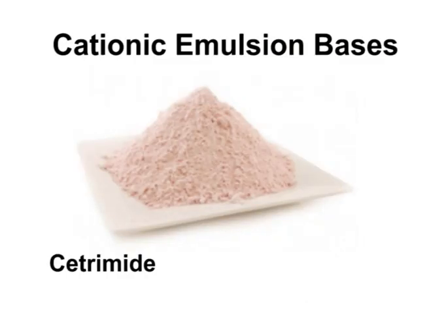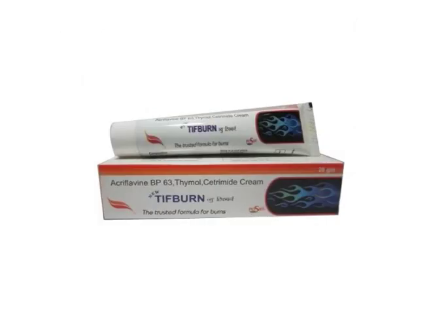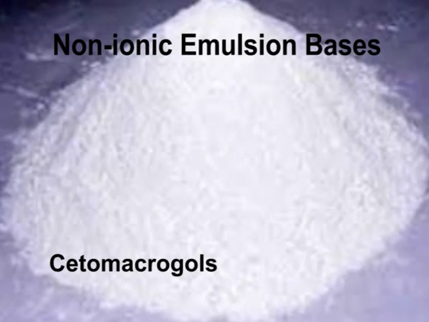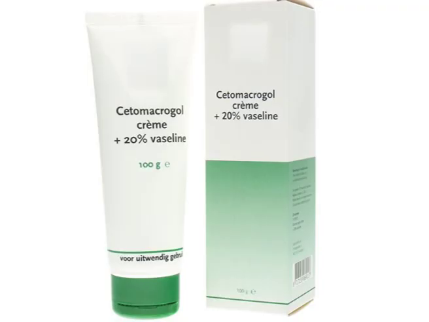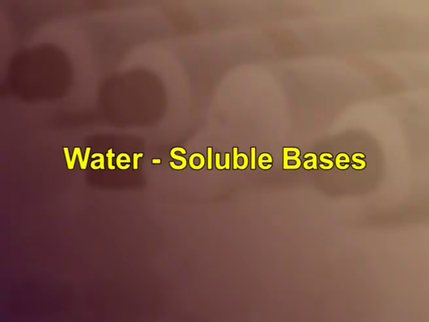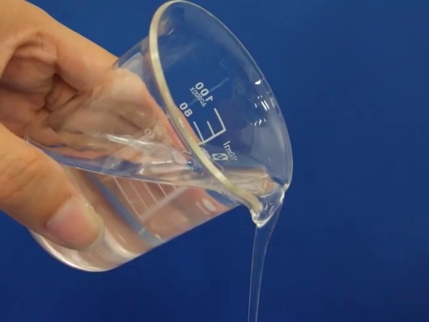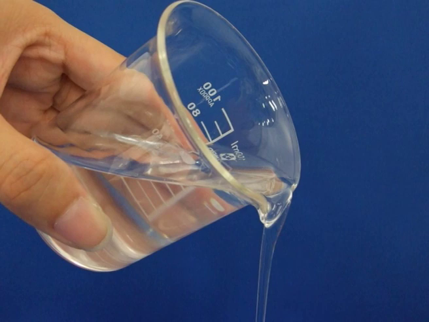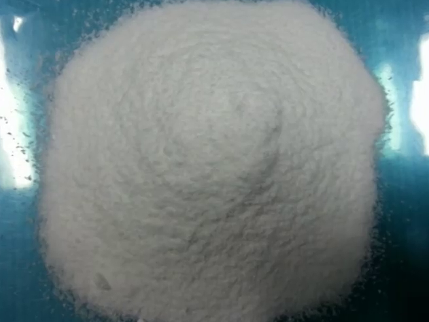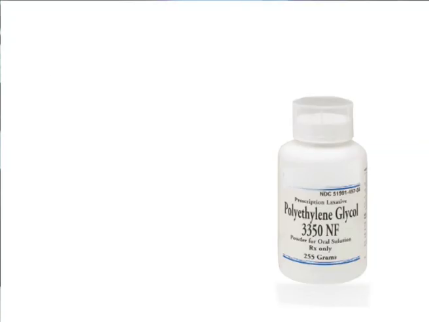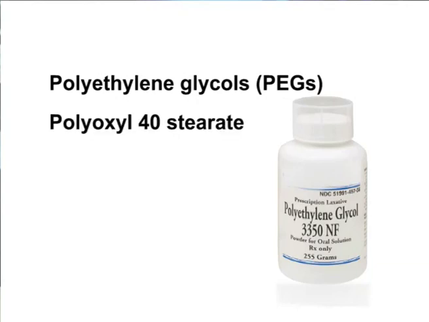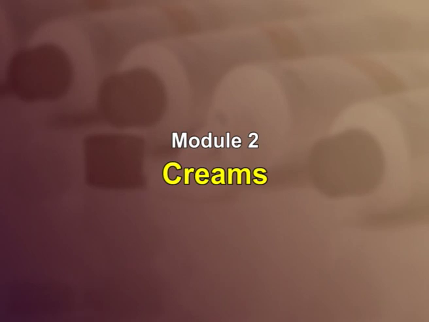Cationic emulsion bases contain the cationic surfactant like cetrimide. Example: cetrimide emulsifying ointment. While the third category, that is non-ionic emulsion bases, contains the non-ionic surfactant like cetomacrogol. Example: cetomacrogol emulsifying wax. Water soluble bases do not contain the oily ingredients and are called greaseless bases. They are completely soluble in water. Example: polyethylene glycols, poloxamer, polysorbates.